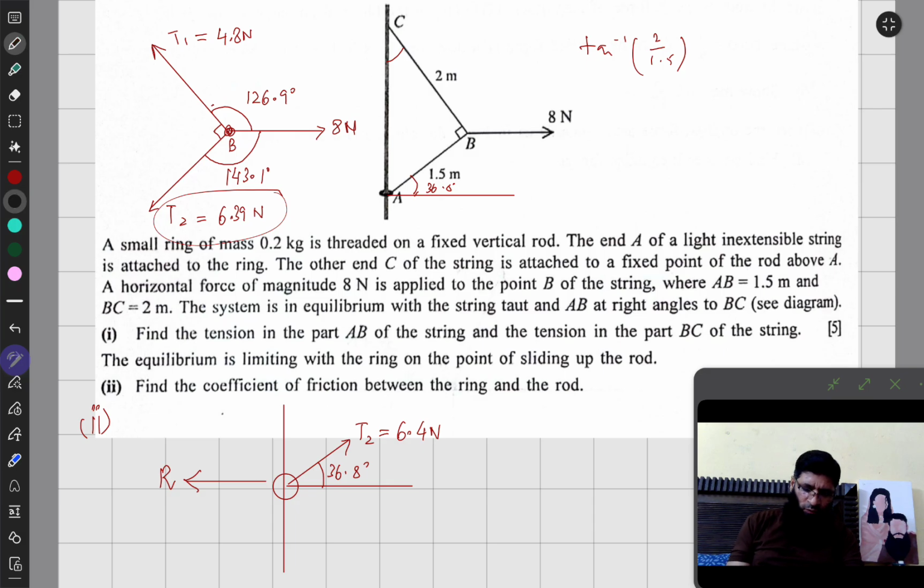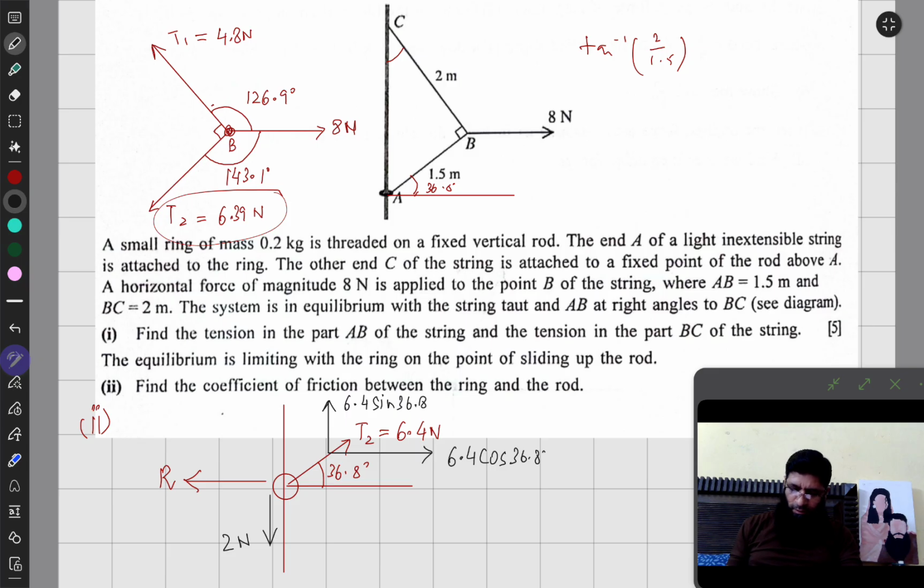Now let's talk about the resolution of forces. This component and this component. This component will be 6.4 cos theta, so you will have 6.4 cos 36.8, and this component will be 6.4 sine 36.8. And we have another force, which will be the weight of this ring. You know that the mass of the ring is 0.2 kg, so the weight of this ring will be 2 newtons.